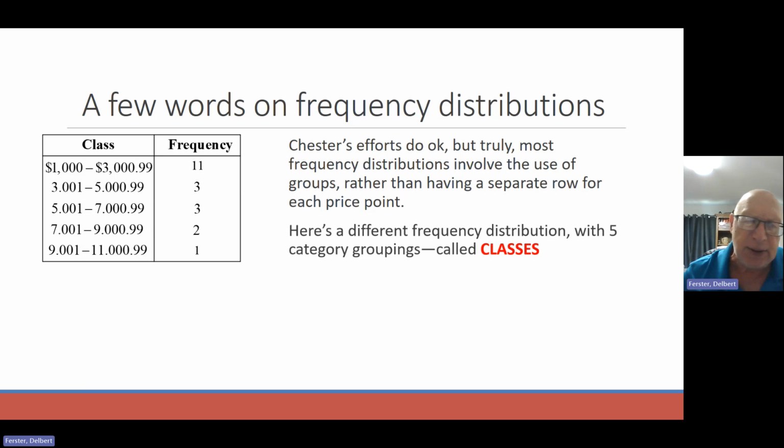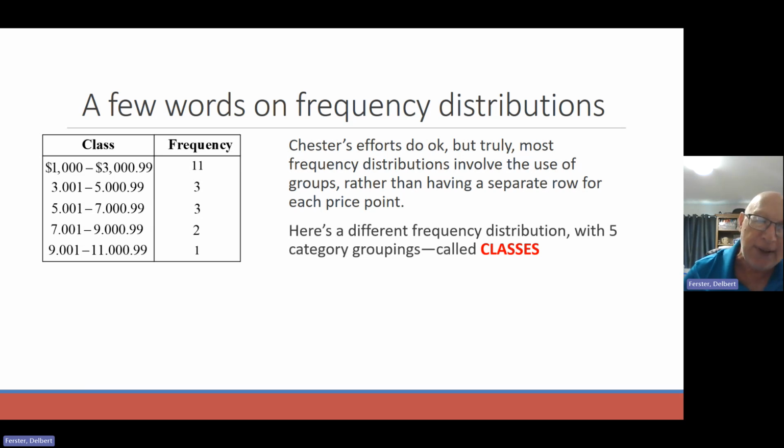Okay. He says, well, maybe I'll consolidate some of those classes and I'll look at price points from 1,000 to just a smidge over 3,000, from about 3,001 up to just a smidge over 5,000. Same data information as before, but we've shrunk down the number of classes. So instead of having 10, where each class was only a specific price point, we're now looking at 5 separate classes where each class is a range of values from this to this.